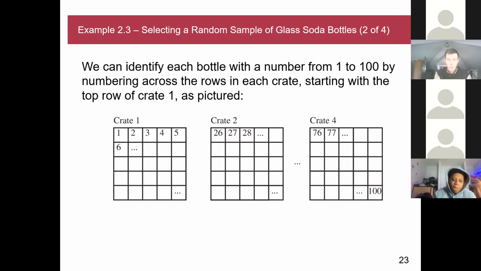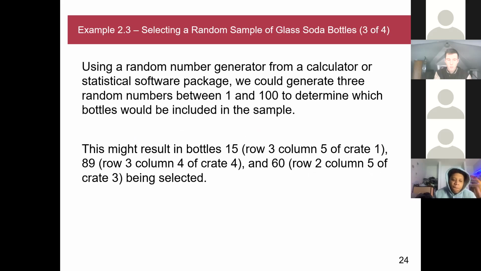And then we do our little test of the breaking strength of those bottles. Again, we use some sort of computer or calculator package that allows us to generate those 3 random numbers. We ask the calculator or computer to select 3 numbers from 1 to 100, and those bottles will be the ones selected.